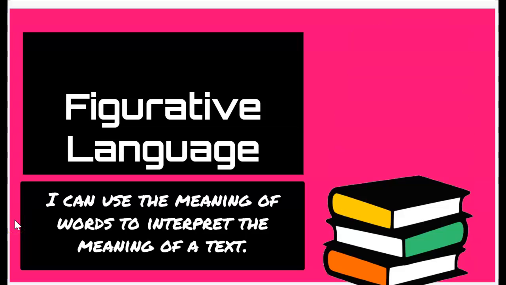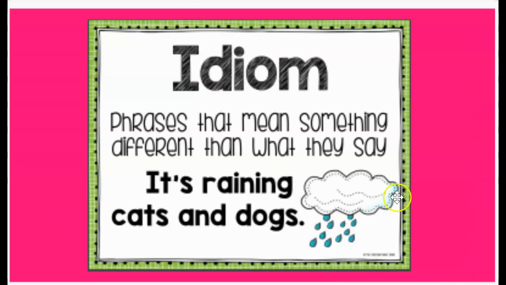Hello, third grade, and welcome to our reading skill for today. We're going to continue looking at figurative language. When we looked at figurative language last lesson, we looked at idioms. Remember, idioms are phrases that mean something different than what they say. We looked at some idioms like, it's raining cats and dogs, or that's a piece of cake, and we practiced some of them in our lesson.